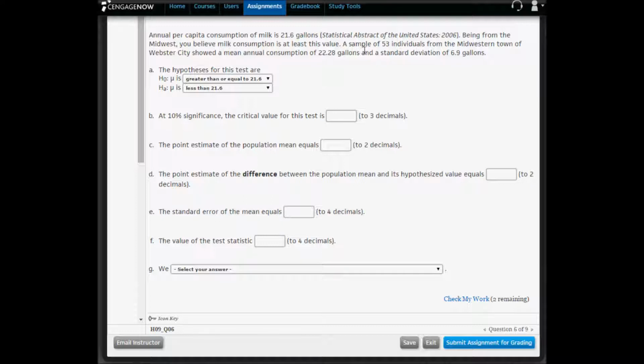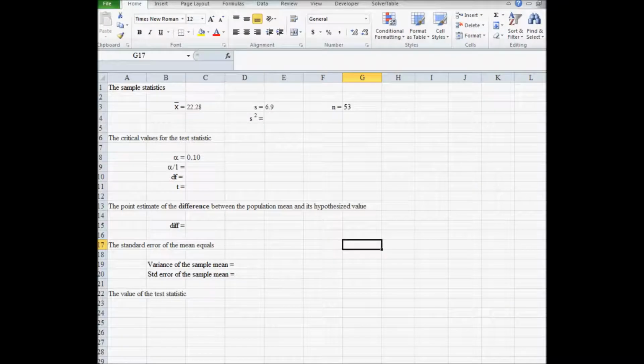Now, this is a sigma unknown problem because the sentence that starts with a sample ends with standard deviation of 6.9 gallons. So that is a sample standard deviation. This is the sample mean, 22.28 gallons, and the sample size is 53. So I'm going to copy 53, x bar of 22.28, and S, the sample standard deviation, into Excel, which I've already done. So the sample mean is 22.28, the sample standard deviation is 6.9, and the sample size is 53.